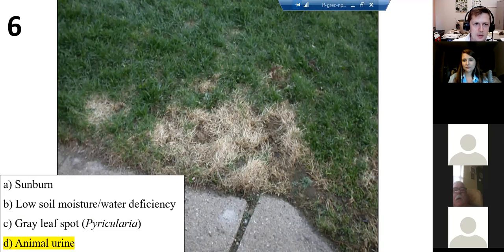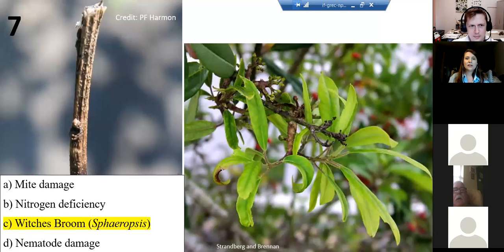But yeah, most people got this one. Okay. Next one, number 7, which is witch's broom. So how did they do? We got 55% for witch's broom, and that's good.